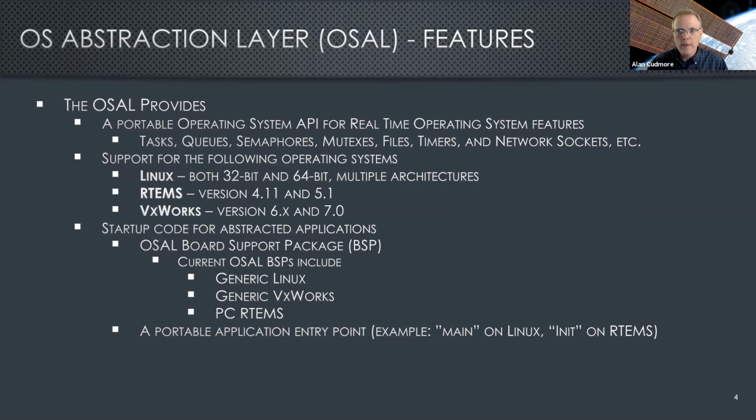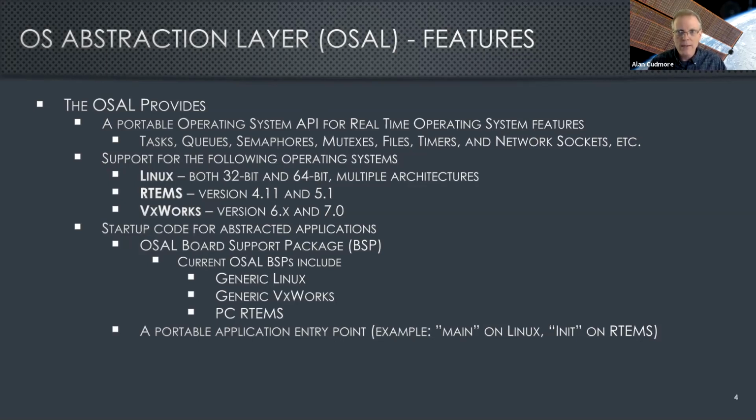The upcoming release of the OSAL for the CFS Caelum release supports running on Linux, both 32 and 64-bit variants, RTEMS for version 4.11 and 5.1, and VxWorks versions 6.9 and 7. In addition to the OS API, those primitive operating system APIs I was describing, the OSAL provides startup code for abstracted applications. This is known as the OSAL Board Support Package, or BSP.